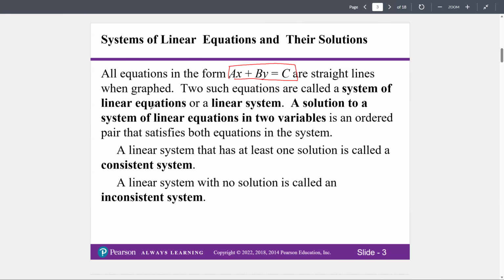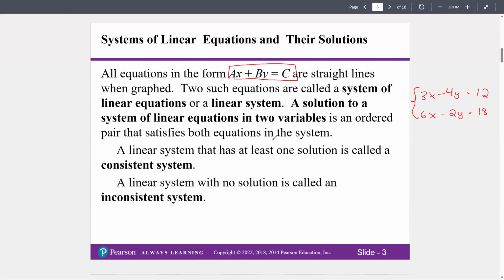Two such equations are called a system of equations or a linear system. So if I have two equations like this, what we have here is considered a system of equations. And usually we put a little set bracket like that to say they go together. So it's saying that there's a set of two equations.